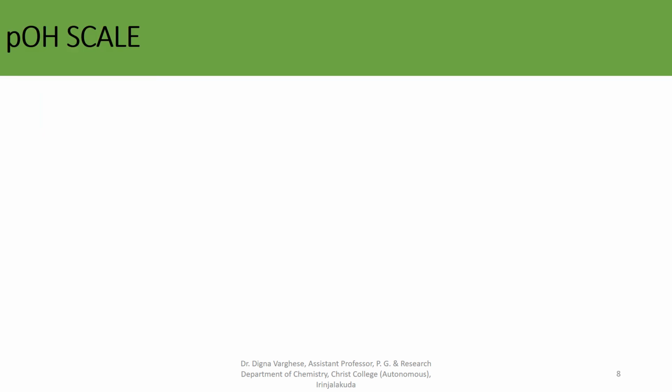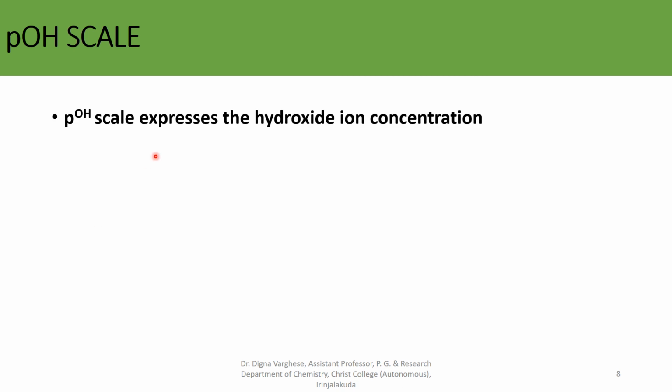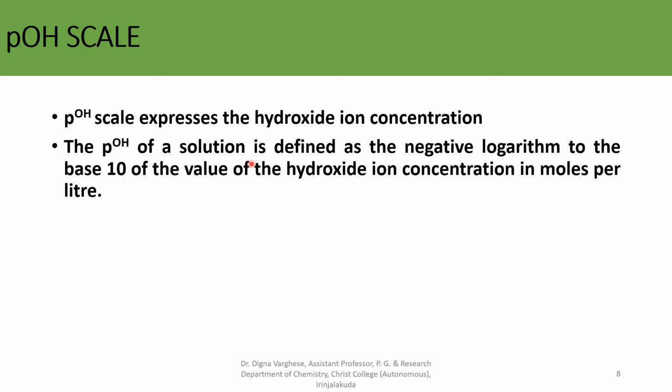The pOH scale. The pOH scale expresses the hydroxide ion concentration. The pOH of a solution is defined as the negative logarithm to the base 10 of the value of the hydroxide ion concentration in moles per liter. pOH is equal to minus log to the base 10 of the molar concentration of OH minus. So we can write it in this way also: the concentration of OH minus is equal to 10 raised to minus pOH.